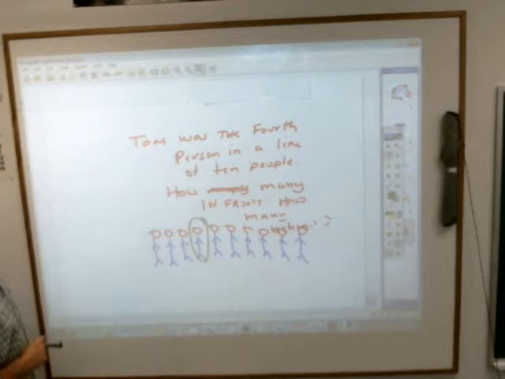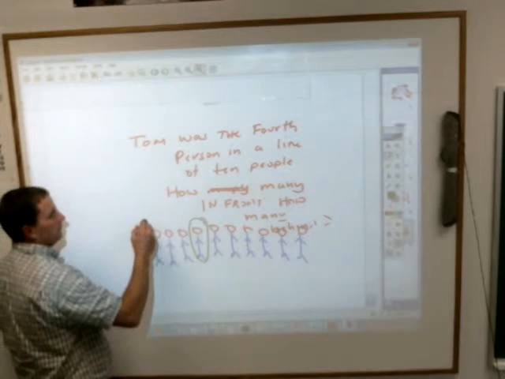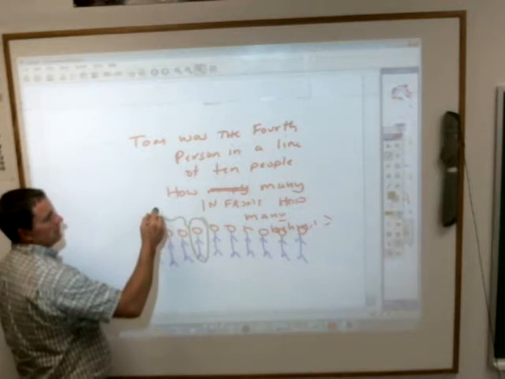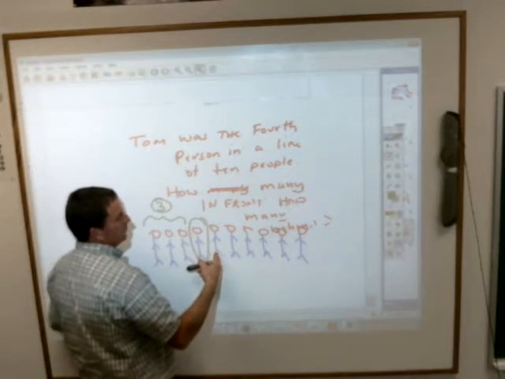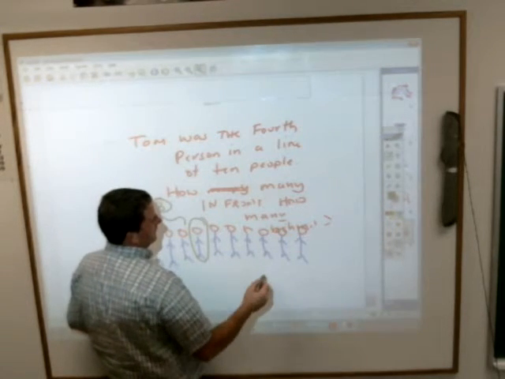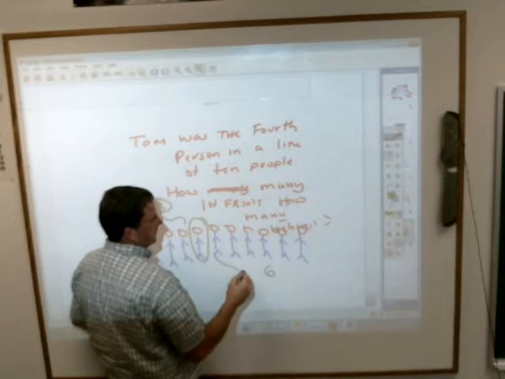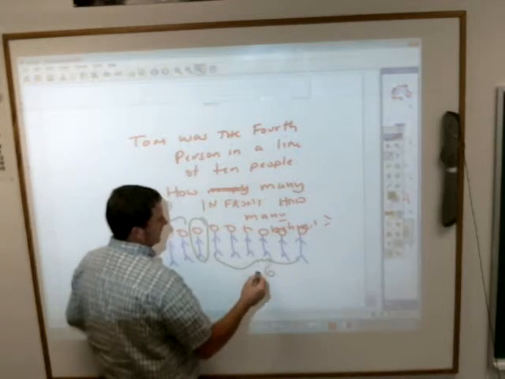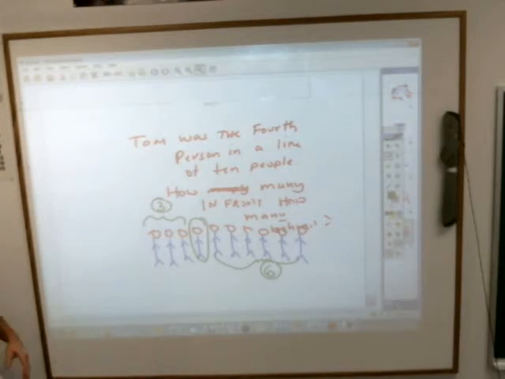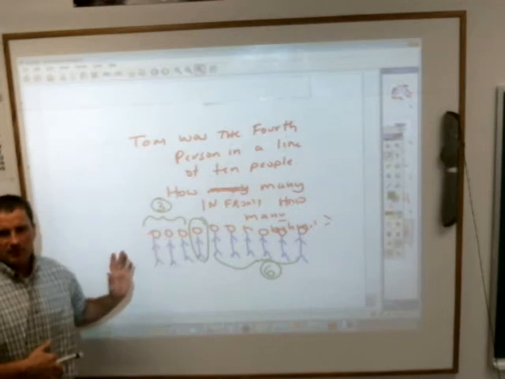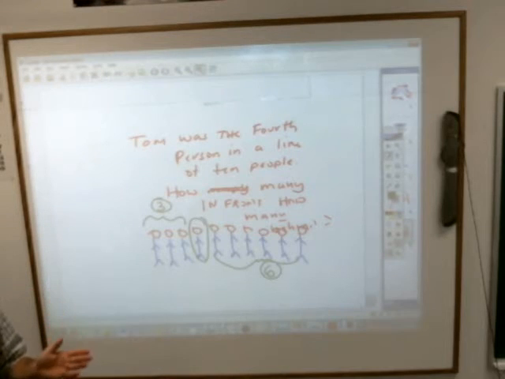Now it's very easy to see how many people are in front of him, which is 3, and then how many people are behind him? 1, 2, 3, 4, 5, 6. And maybe you were thinking that, maybe you weren't. But I can guarantee you, the more you sketch problems out, and it doesn't have to be great detail, you could have just put little lines. You didn't have to draw their heads or their feet or their hands.